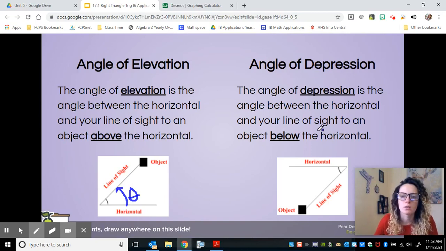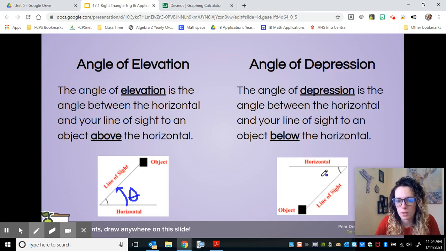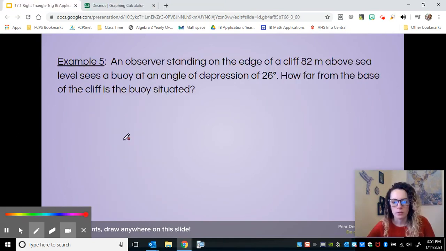Versus the angle of depression, which is the angle between the horizontal and your line of sight to an object below the horizontal. So no matter if it's elevation or depression, it always starts at a horizontal line and then either opens up or opens down. So with our angle of depression, meaning I'm going down, it would be here.